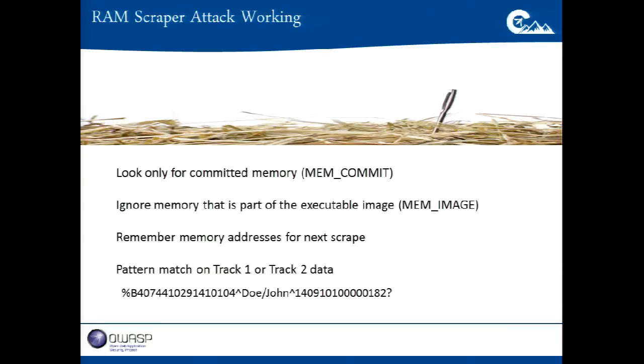And then, as I mentioned, it does this pattern matching on track one and track two. We already saw what this percent B and this caret and this question mark all mean. So it just uses a regular expression that says: give me anything that starts with, let's say, percent B, has a caret in it and another caret in it, has a question mark in it, and has a bunch of numbers in it. If you are familiar with regular expressions, you know it's pretty easy to write a regular expression to match this pattern.